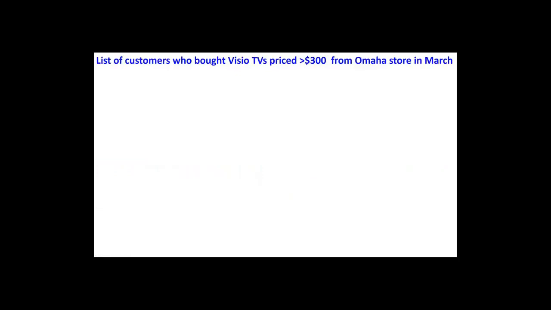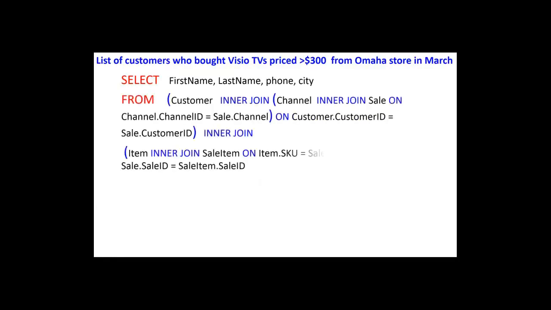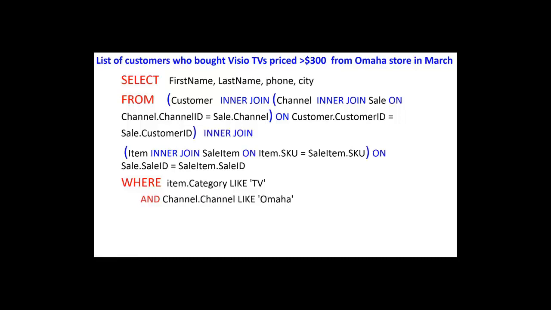And here's the query. We start with select. We'll return first name, last name, phone, and city. From, we need to join all these 5 tables. Continue with where clause. Category like TV. Channel like Omaha. Purchases from Omaha store. Month should be 3, March, brand Vizio, and sale price greater than $300.